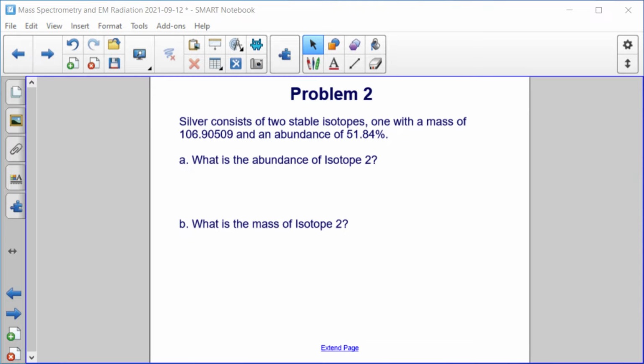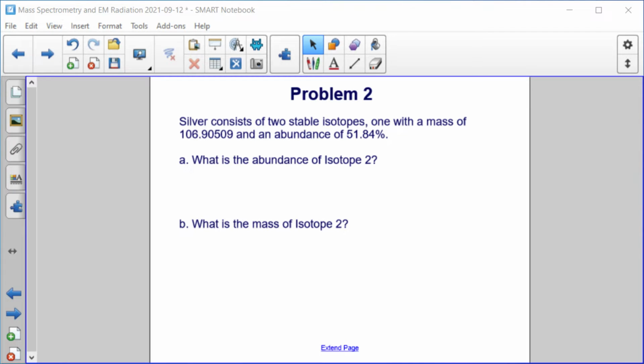Problem 2. Silver consists of two stable isotopes, one with a mass of 106.90509 and an abundance of 51.84%. Part A, what is the abundance of isotope 2? And Part B, what is the mass of isotope 2?